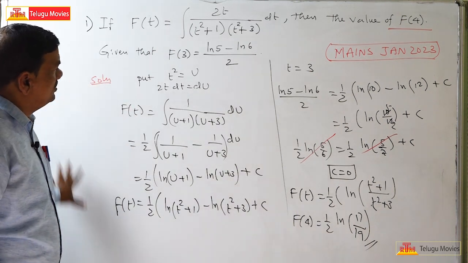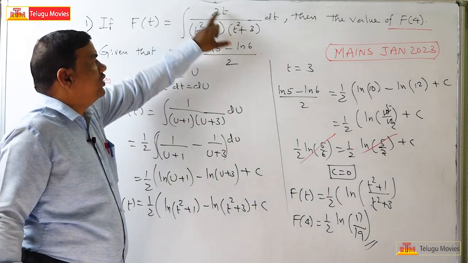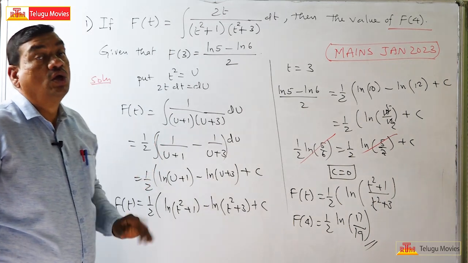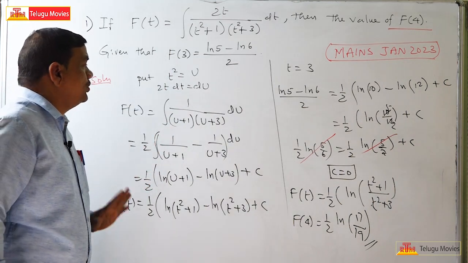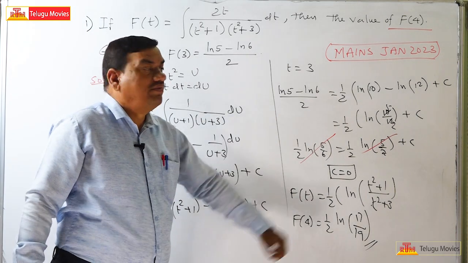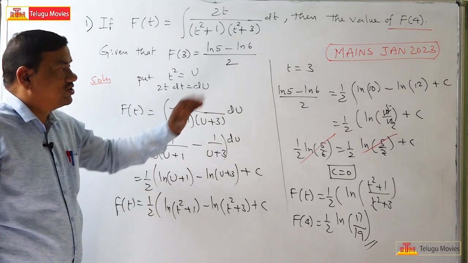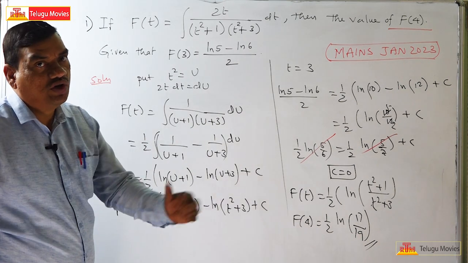The first thing you have to observe is that t square and 2t are there. So substitute t square equal to u, or some other variable, and then the problem will be very easy. Okay, I hope that you understand this total solution. So let us move to the next problem.